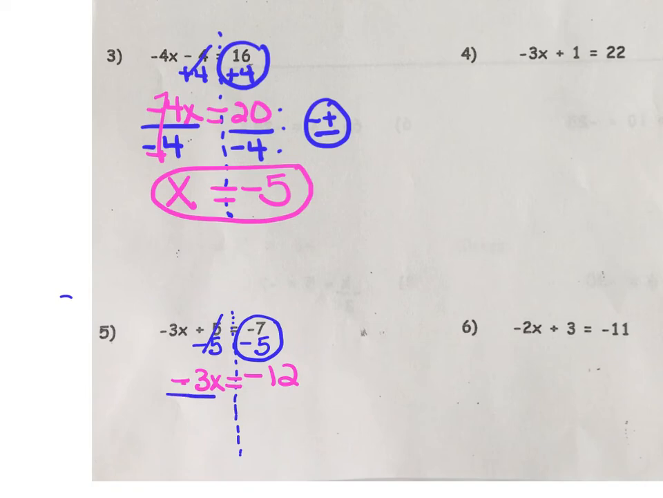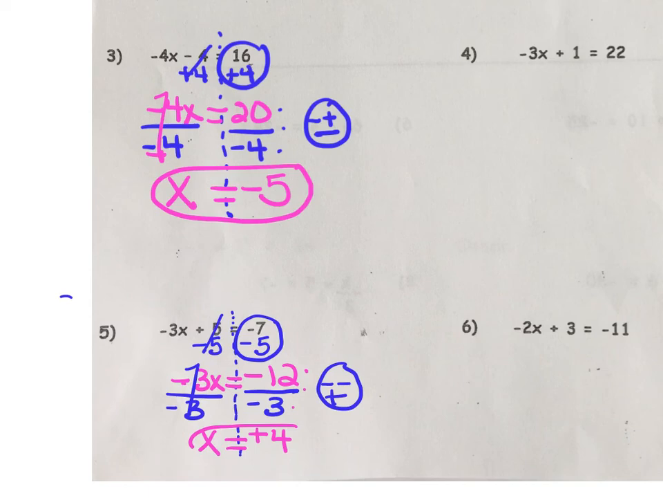Then we certainly need to divide each side by a -3. Now we're using the Margar rules. A negative divided by a negative is a positive result. So as we divide, we get x equals -12 divided by -3 gives us a +4.